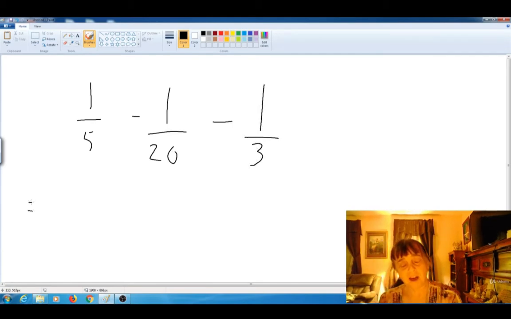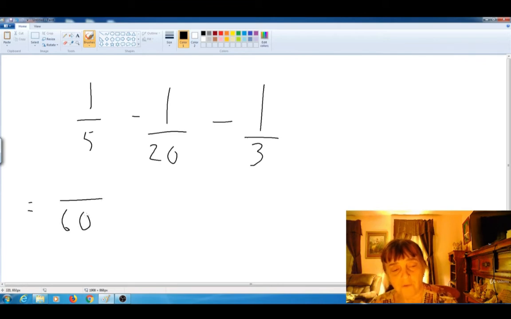Now we have denominators of 5, 20, and 3. And what's our lowest common denominator? 20 into 5 is 4, 20 into 20 is 1, but 20 won't divide by 3. So you have to pick the next highest multiple of 20, which is 40. 40 into 5 is 8, but 40 into 3 won't work. The next multiple of 20 is 60. 60 divided by 5 is 12, 60 divided by 20 is 3, and 60 divided by 3 is 20. So 60 is our common denominator.